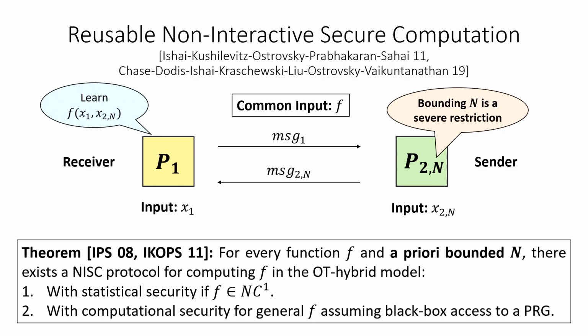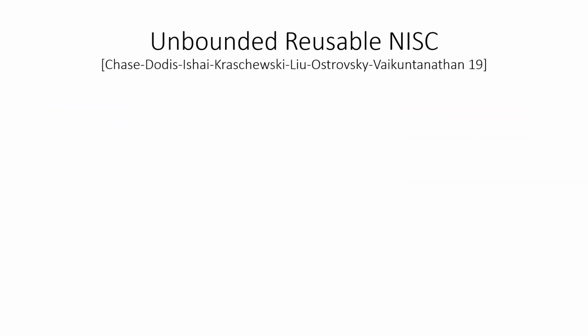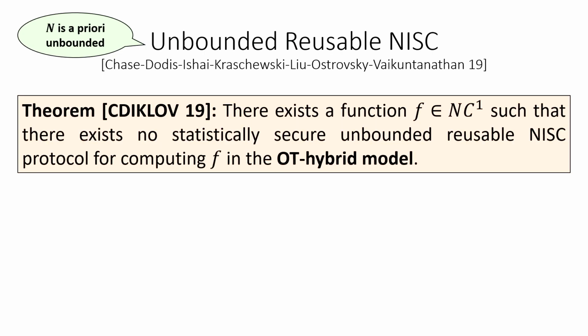And this is unfortunately a severe restriction, because bounding n severely limits the functionality, and of course the size of the messages depends on this a priori n. So we'd like to remove this restriction, and now we consider the unbounded reusable NISC setting, where n is a priori unbounded. And unfortunately, the work of Chase et al. show this negative result, this impossibility result, which says that there exists a log depth circuit such that there exists no statistically secure unbounded reusable NISC protocol for computing f in the OT hybrid model.